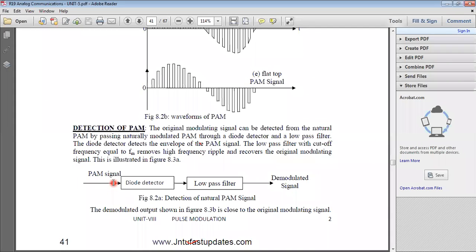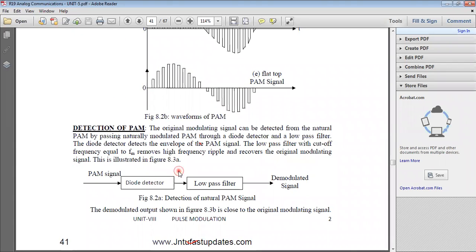That PAM signal, which we want to demodulate, is applied at the input of the diode detector. Inside we have a diode as the main component. Depending upon the diode forward bias and reverse bias conditions, at the output we get an envelope. Envelope is nothing but this one. In the envelope only we have our original message signal. So to eliminate these internal pulses and extract only the envelope, we use a diode detector.